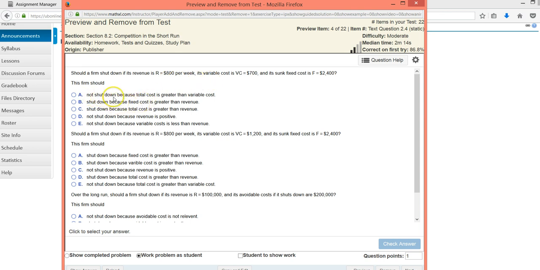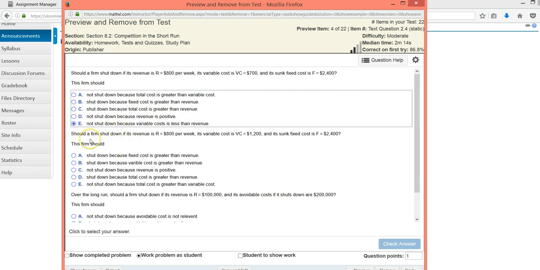So A, not shut down because total cost is greater than the variable cost. Even though the conclusion is correct, the reasoning is not. D, should not shut down because revenue is positive, that's also not the reason. And E, not shut down because variable cost is less than revenues. That's the correct reasoning. So here we should choose E.